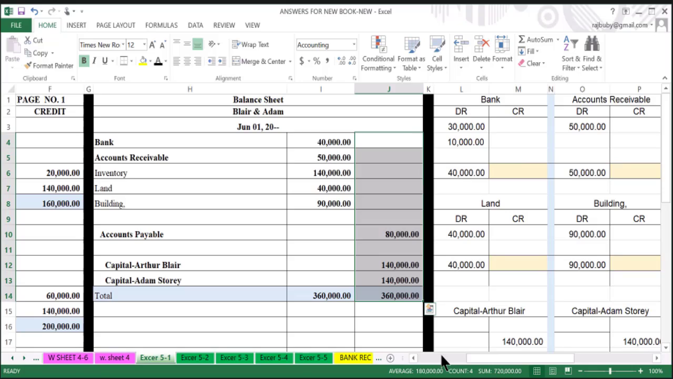Next exercise. Next exercise is 5-2. Also, we have two balance sheets. We can use just one, right? We have to use one because this is the partnership, right? Yes, we have to use one, but the capital is going to be separate.